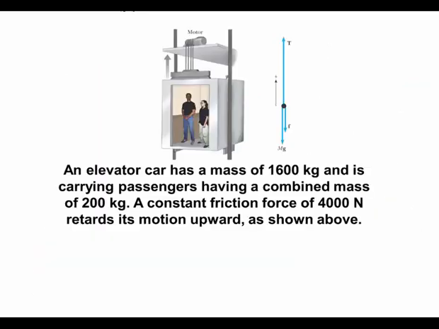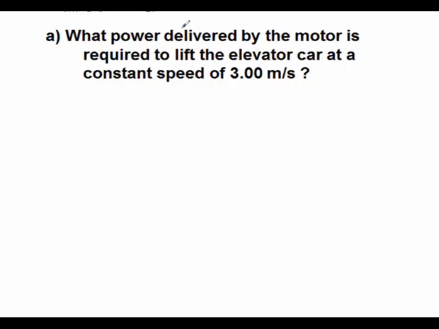A good example here, we have an elevator car. It has a mass of 1,600 kilograms. It's carrying passengers having a combined mass of 200 kilograms. A constant frictional force of 4,000 newtons retards its motion upwards as shown above. What power delivered by the motor is required to lift the elevator car at a constant speed of 3 meters a second?